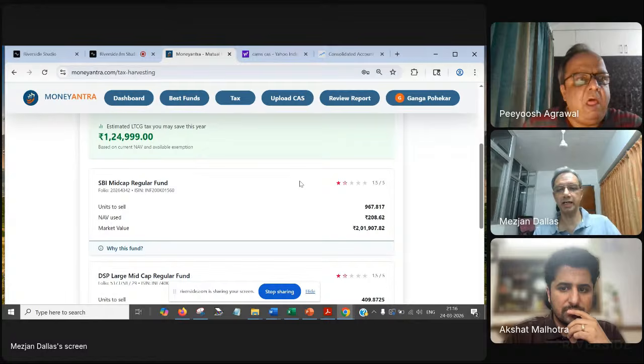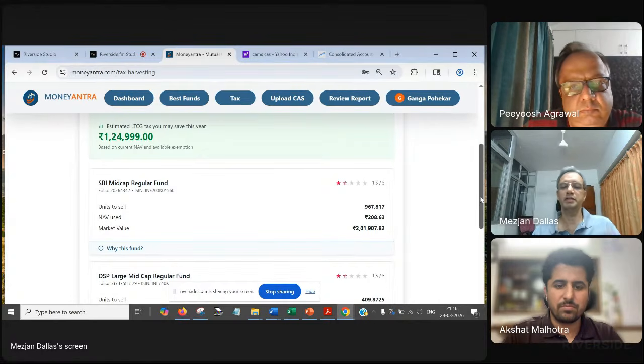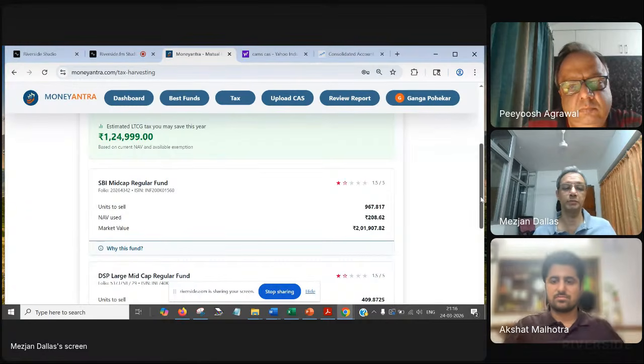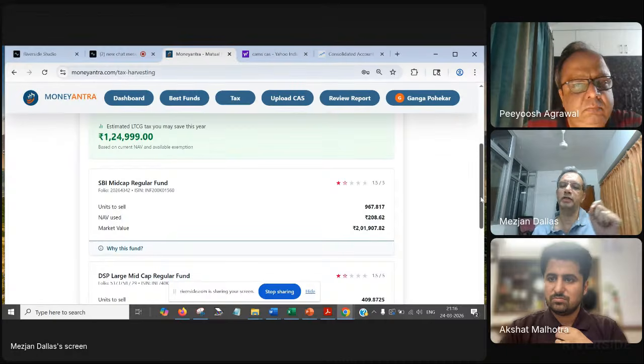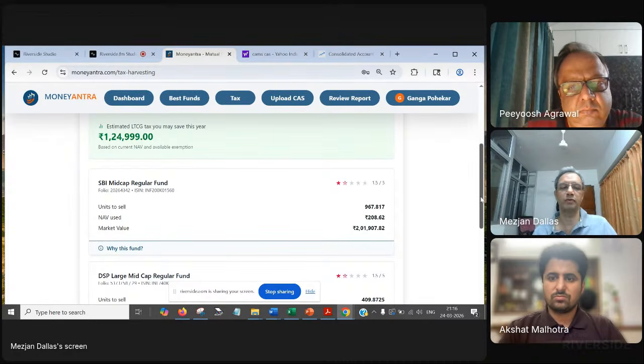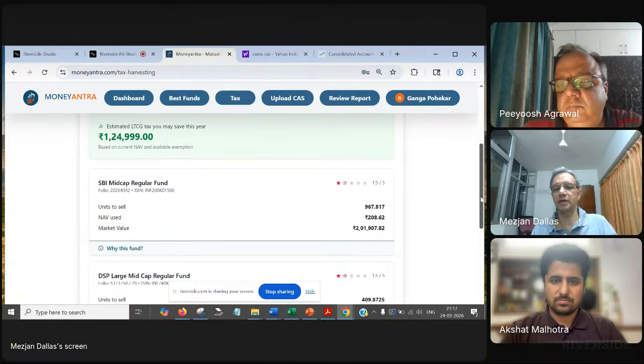So this calculation is the really hard part, right? Yeah. The rule is easy and says, take 1.25 lakhs, but it's very hard to calculate for which fund and how many units I should sell so that I just come to that level of 1,25,000 in profits or gains, right?